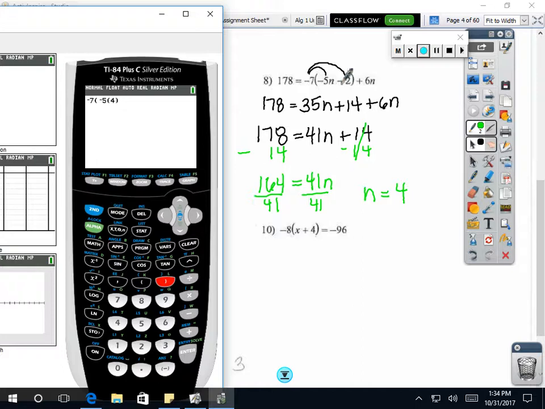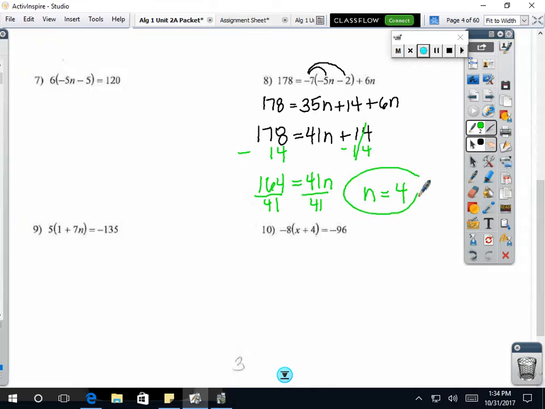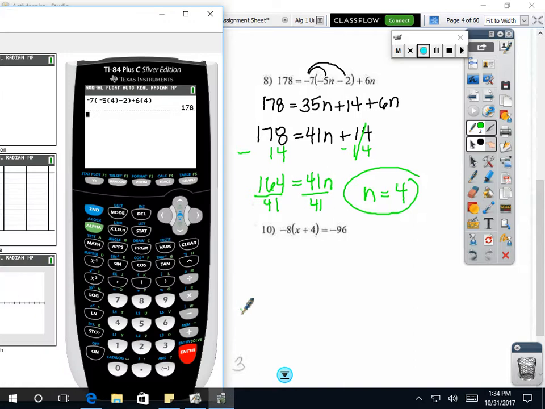Then continue, minus 2, then close your parentheses, and then plus 6n. I'm about to insert a 4 again, so I'm going to put parentheses around that 4, and look what I get. 178, because I'm putting the 4 in the n places. And anytime you input a number in for a variable, you need to put parentheses around the number. And see how I got 178? And that's what it says it equals? That's how you know 4 is the right number, because it made it equal 178.